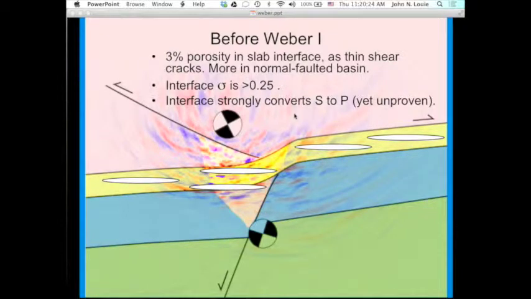All right, that's yet unproven in the Weber area. The S to P conversions have been seen to the north in the same slab interface.